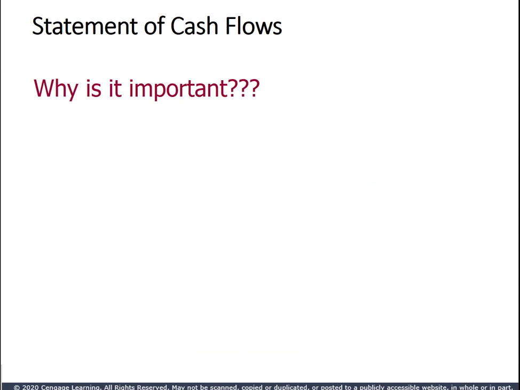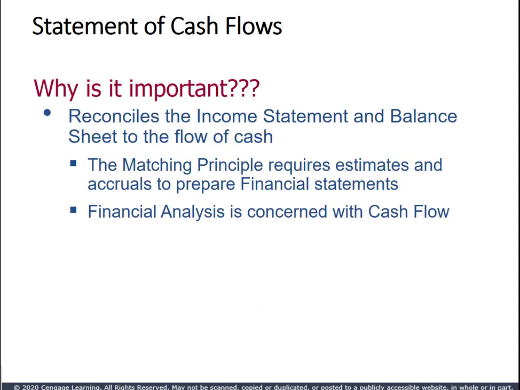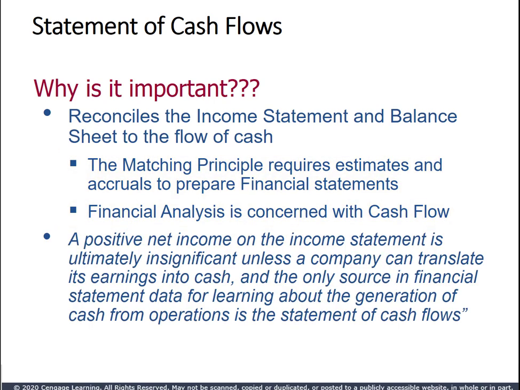Let's look at the last of the 4 main financial statements, the statement of cash flows. Why is it important? It's an important statement since it's the only place where accounting numbers are reconciled to cash. Accounting's matching principle requires estimates and accruals. Financial analysis is concerned with cash flow. Balance sheets and income statements can and are manipulated. Cash cannot be manipulated. Either you have it or you don't. A firm needs to translate sales and earnings into cash.